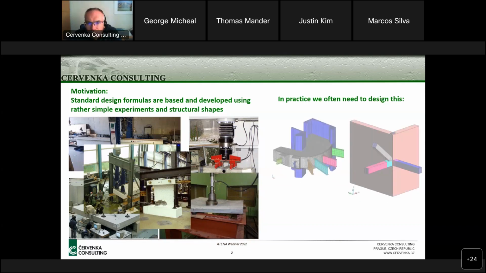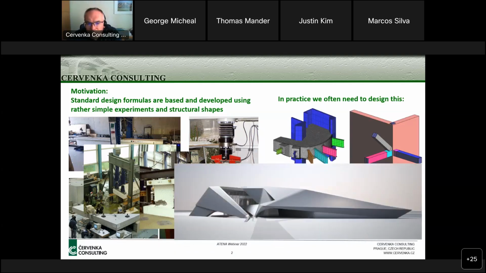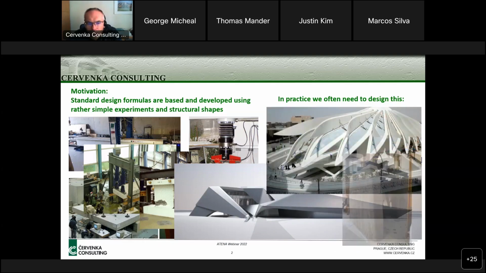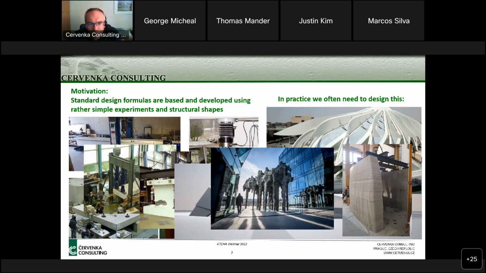And of course, in practice, we sometimes need to apply it to very complex situations which are very far away from the geometries and sizes of the specimens that we typically test in the laboratory. Nowadays, we have these very fancy architectural shapes also. And also recently, this technology of 3D printing, which again does not really fit into the current design formulas which were developed mostly for beams or slabs.